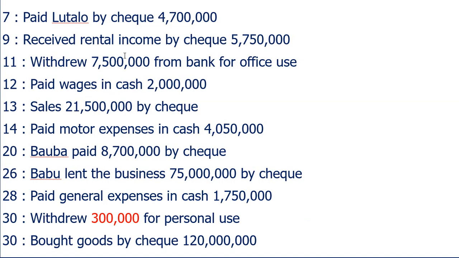Then on the 11th, they withdrew 7.5 million from the bank for office use. There is a very big difference, because when they say office use, it means they are withdrawing this money purposely to conduct the business, to do the work of the business. Therefore, these are not drawings, and this one will be a contra entry. Withdrawing from the bank to the cash account.